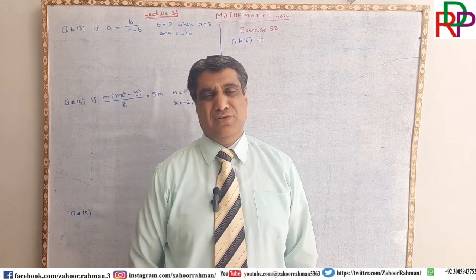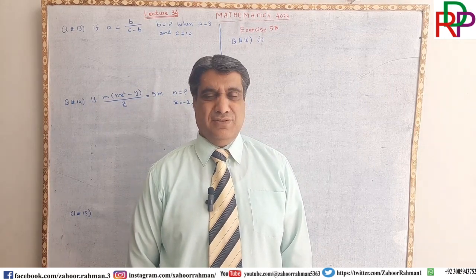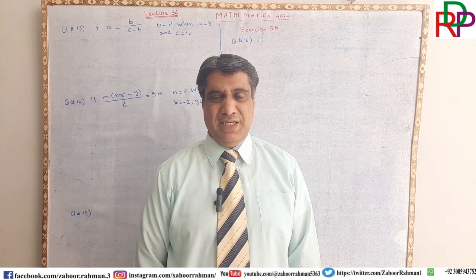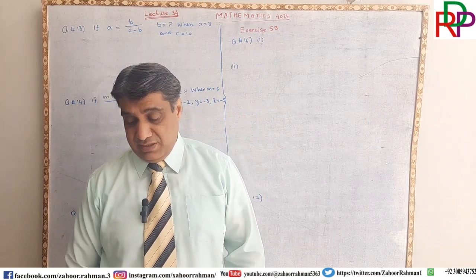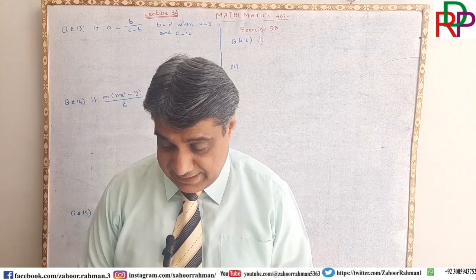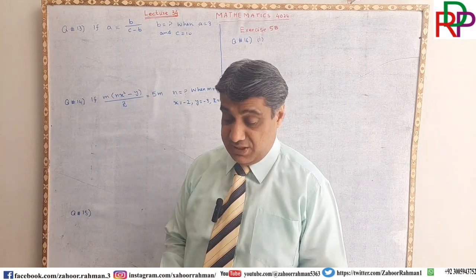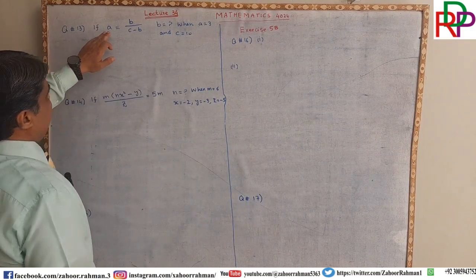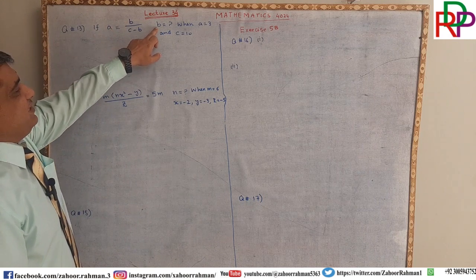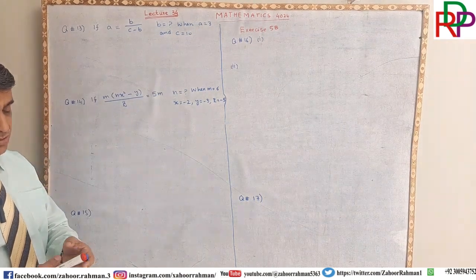This is Mathematics 4024 and today's lecture is lecture number 34. We were doing exercise 5B in the last lecture and we did question number 12 last time. Today we are going to discuss question number 13, and question number 13 is saying that if A is equal to B whole divided by C minus B, find the value of B when A is equal to 3 and C is equal to 10.